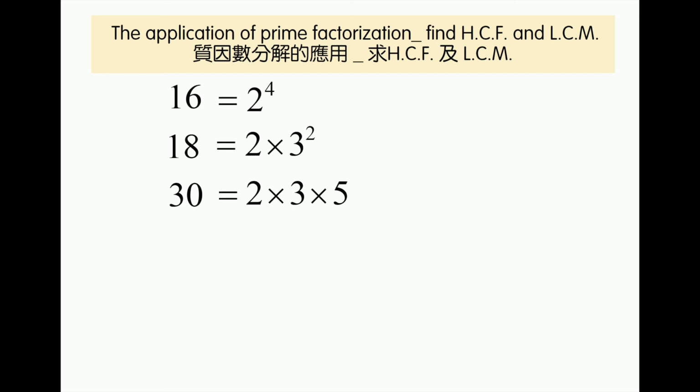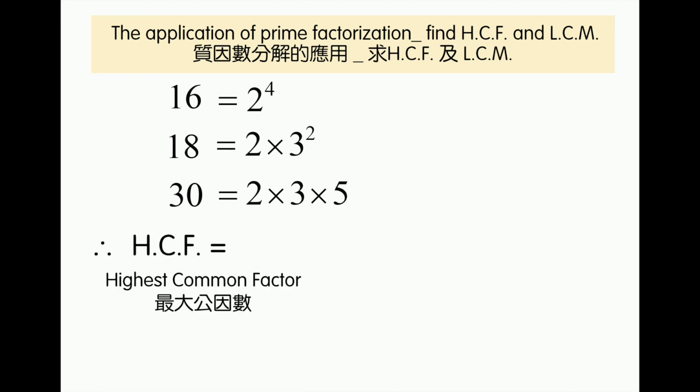Now let's use prime factorization to help us find the HCF and LCM. As mentioned before, for HCF, we need to find the highest common factor that all of these numbers have in common. A common factor that all three numbers have is 2, but the first one is 2 to the power of 4. The rest are 2 to the power of 1. Which do we get? We need to get something that they all have in common. 2 to the power of 4 is too many. Therefore, we only get 2 to the power of 1. 2 to the power of 1 is enough.